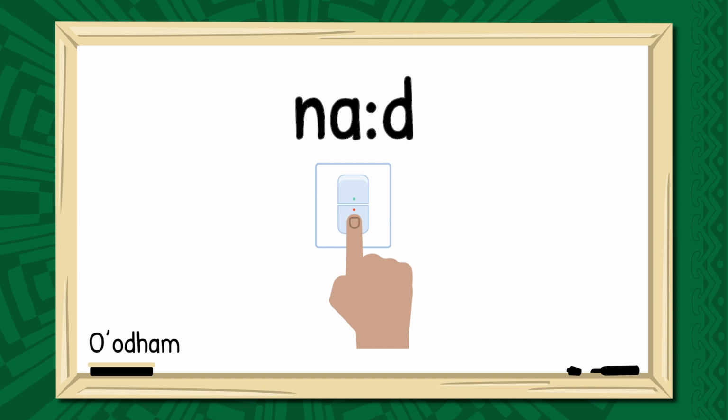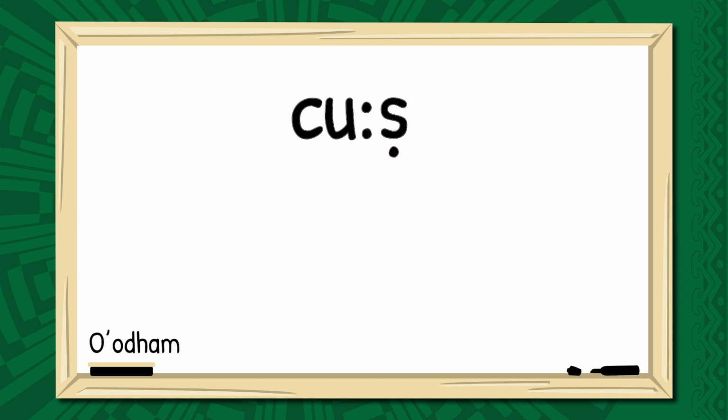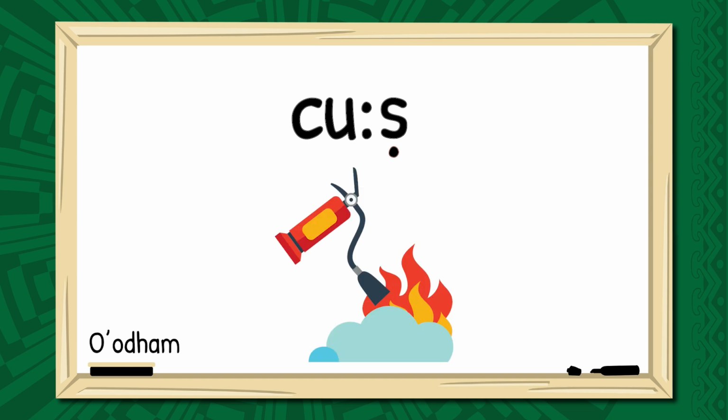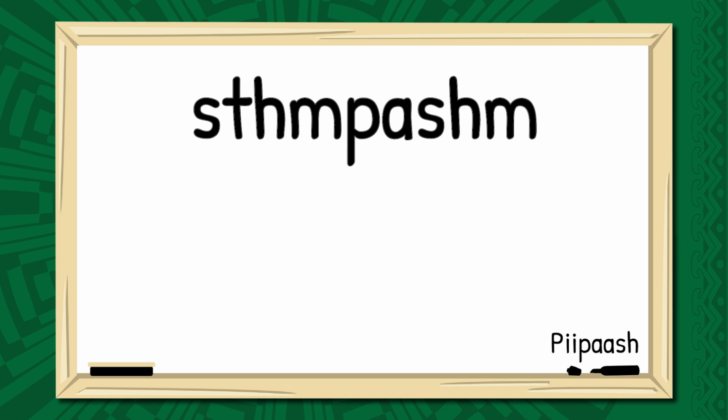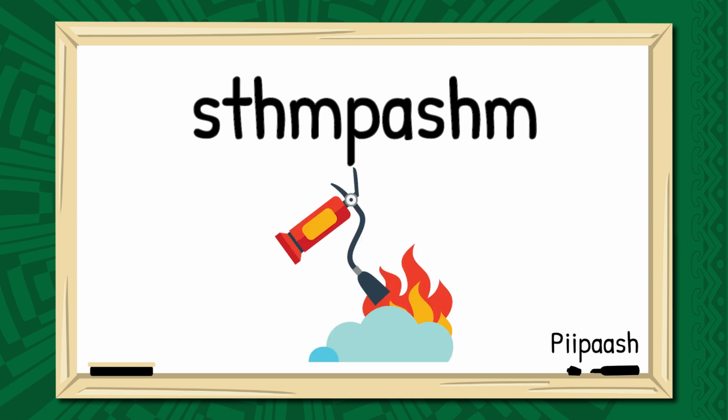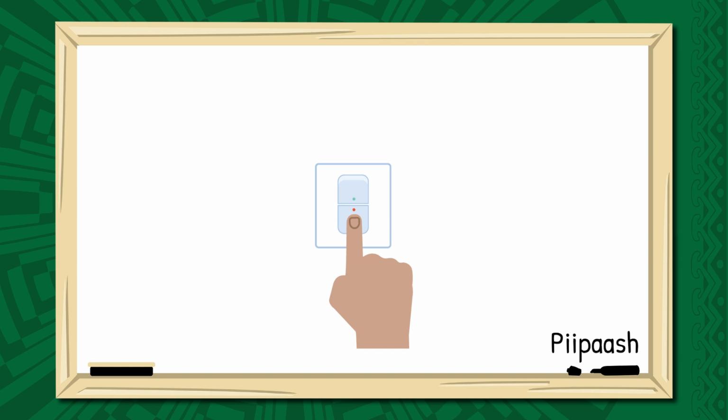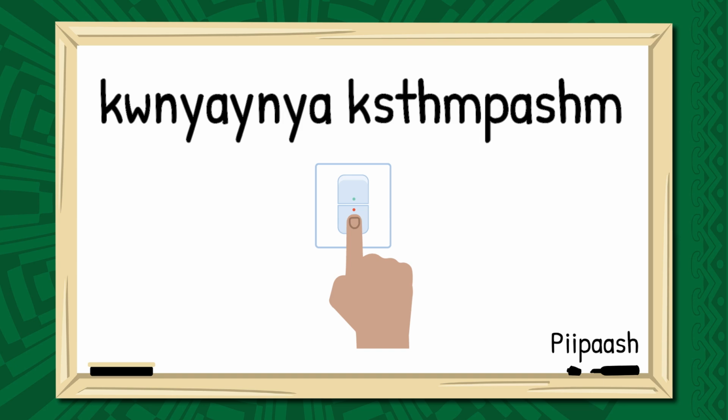Similarly, the way to say to turn off a light uses the word chush, which originally meant to put out or extinguish a fire. That last one is similar to Piipaash. Stampasham is a verb in Piipaash that means to put out a fire or snuff out a flame. But now if I want to tell someone to turn off the light, you can say, Kunyaenyak stampasham.